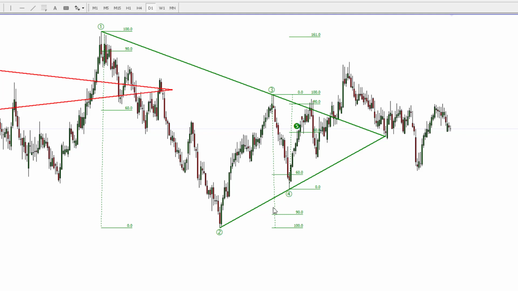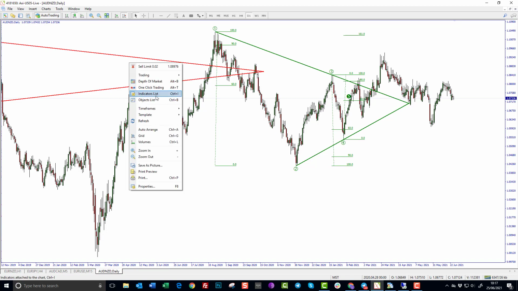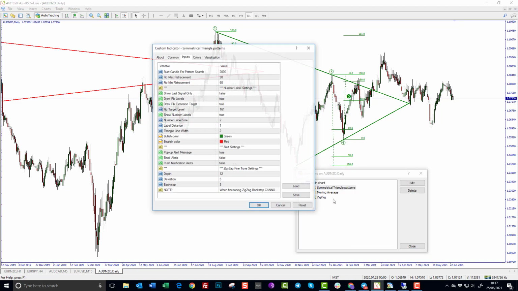And another cool feature of the indicator is it will also draw in targets for you. And I'll talk about targets when we look at the strategies to enter trades using symmetrical triangle patterns. So I'll quickly run through the indicator settings for you so you can have a look at what it does.